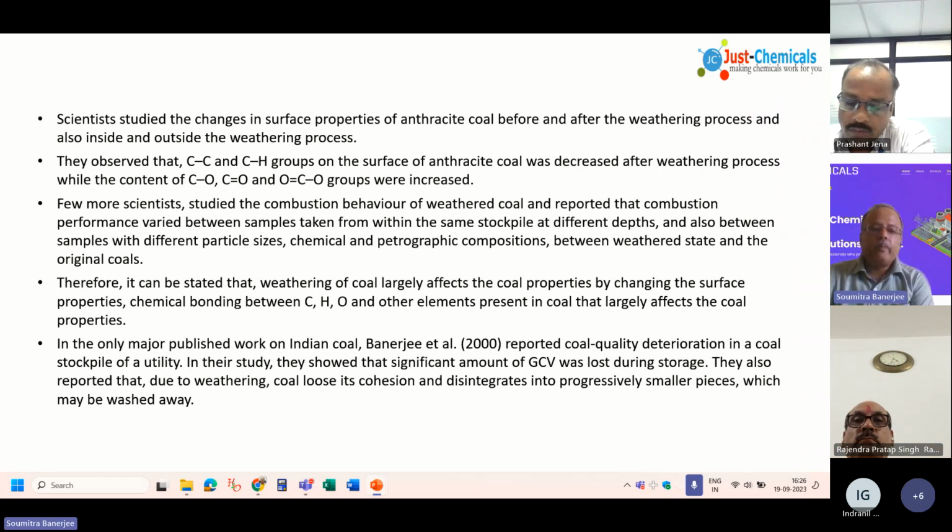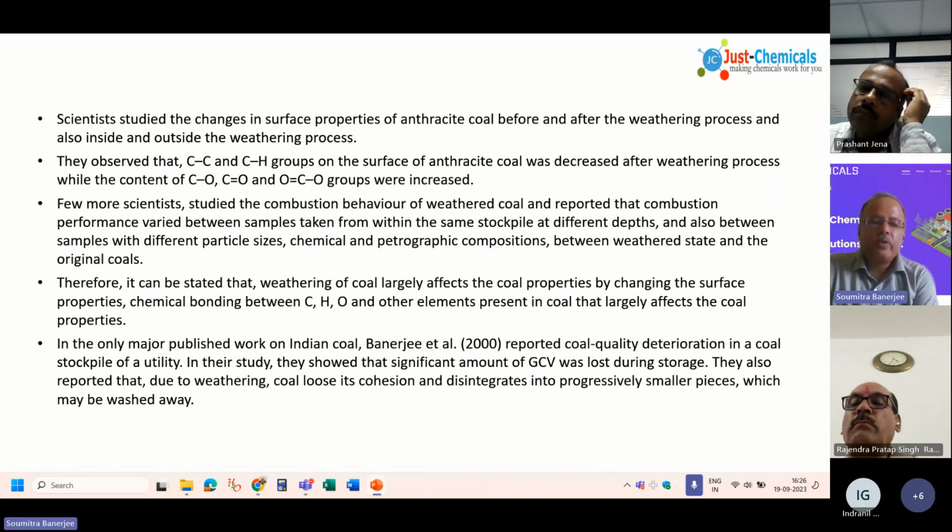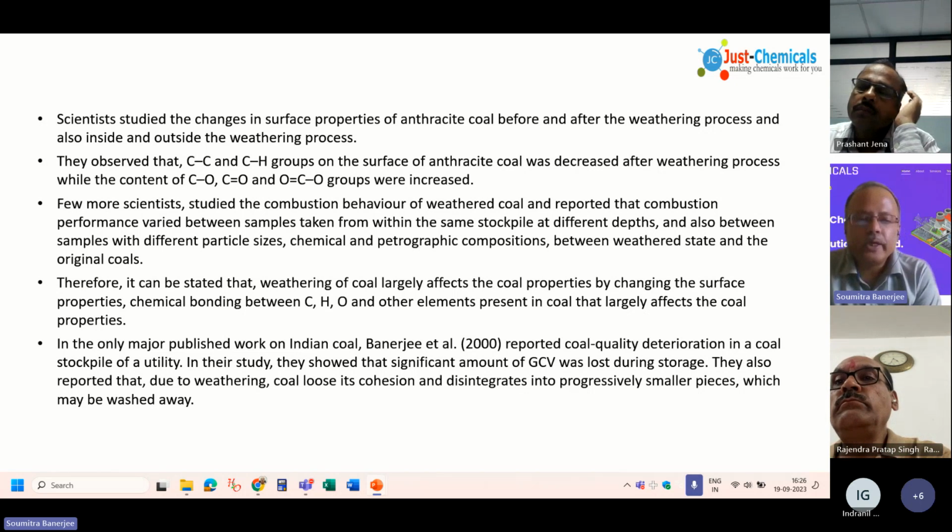And the only major published work on Indian coal, by me et al., reported coal quality deterioration in coal stockpile of a utility. Within a month, we got 7% deterioration in the quality of the coal. In our studies, we showed that a significant amount of GCV was lost, and CAG was also involved with us for this study. We also reported that due to weathering, coal loses its cohesion and disintegrates into progressively smaller pieces which may be washed away.